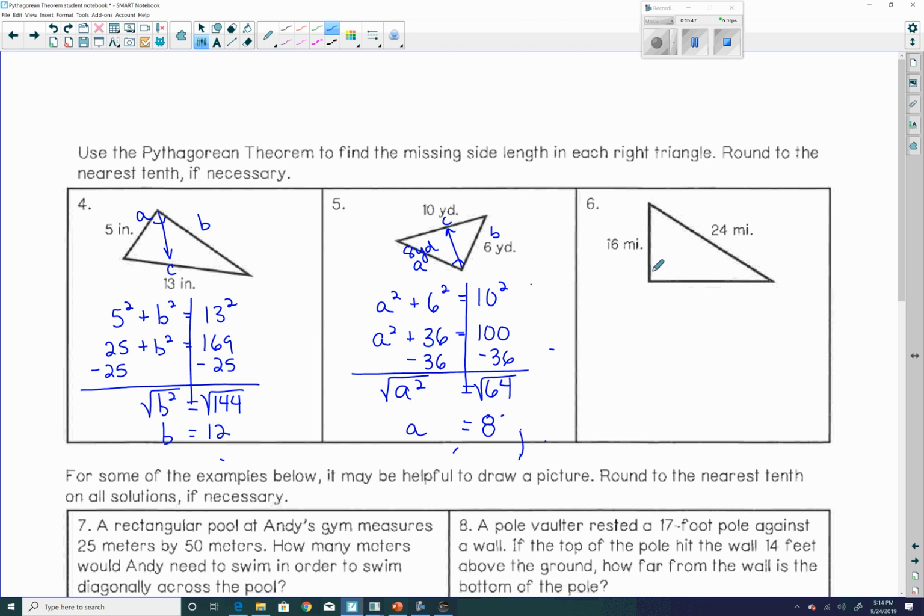Okay, go ahead and see if you can get the next one set up. Pause the video, see if you can get it set up. Okay, 16 squared is 256. Again, we don't have 24 squared on our table. I guess I should have made my table bigger. I probably should have gone all the way up to 25.